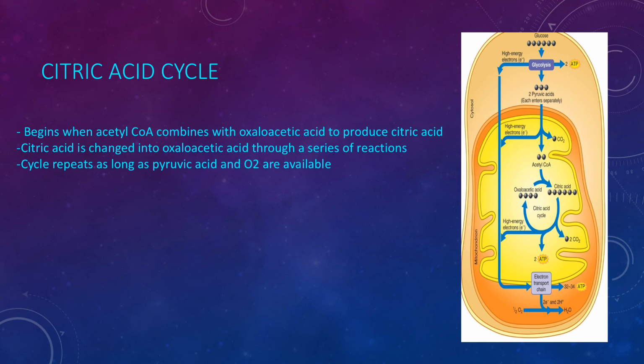Then we can move on to the citric acid cycle. For each citric acid molecule, 1 ATP is produced, 8 hydrogen atoms are transferred to NAD+ and FAD, and 2 carbon dioxide are produced.